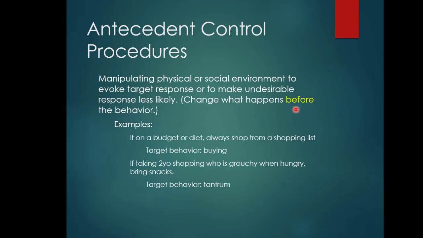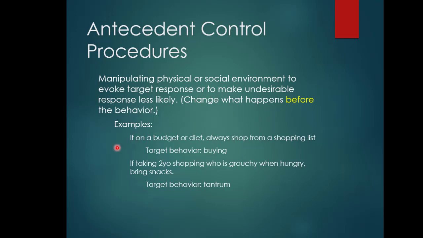And this, again, because it's antecedent control, it's different from differential reinforcement, because we try to increase the chances of desirable behavior and decrease the chance of undesirable behavior by manipulating the consequences or the reinforcers that were available for particular behaviors. With antecedent control, we're going to make changes to the environment related to what happens before the behavior. So that's why it's called antecedent control. And so here are some examples.